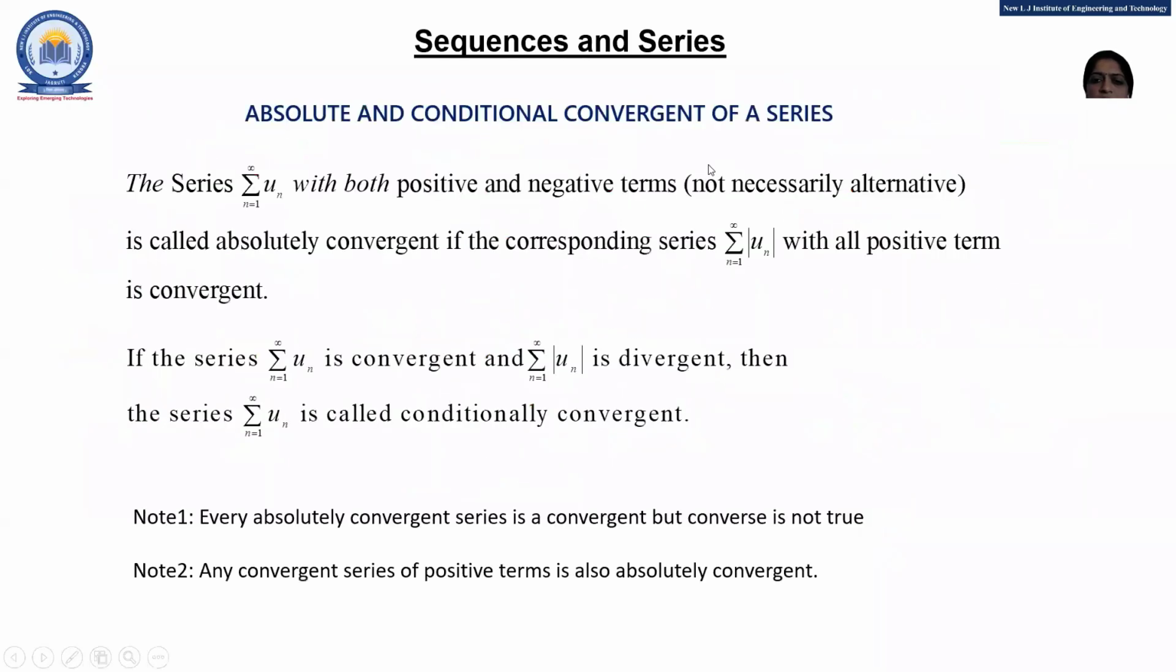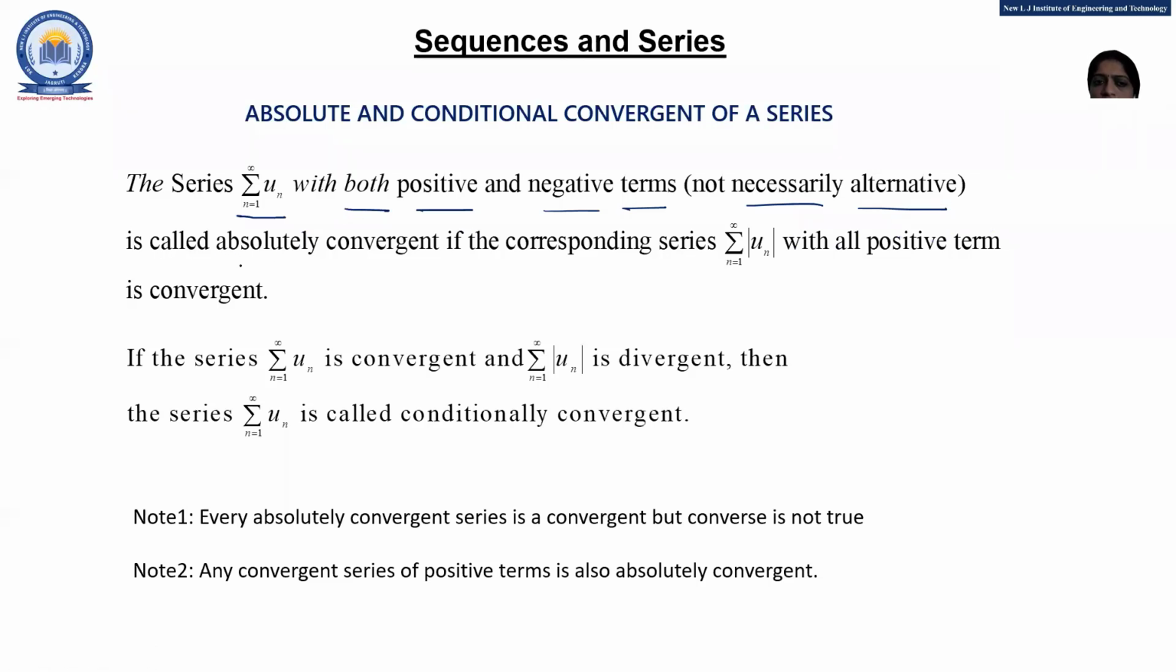So let's start today's topic, that is absolute convergence and conditional convergence. Listen carefully, it is a little bit hard. The series summation n 1 to infinity un with both positive and negative terms, not necessarily alternating. What does it mean? In our given series, both positive and negative terms are there, but not necessarily alternating.